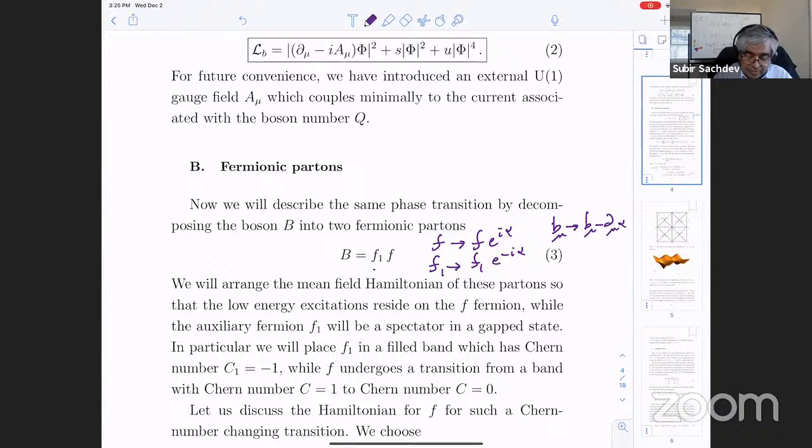So the moment you do a parton decomposition, you allow for a U(1) gauge field, and the two partons in this case have opposite charges under this gauge field. That's really all you need to know. And then you need to know the Chern numbers of these bands, okay?